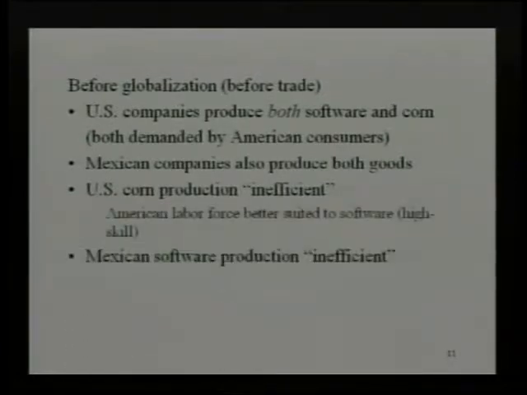But there's a sense in which when Mexican companies produce software, that is an inefficient use of their labor force. Their labor force is better designed, according to the theory, to produce corn, because most of their labor force is unskilled. And so if the Mexican production is diverted into software, that is an inefficient use of the labor force.